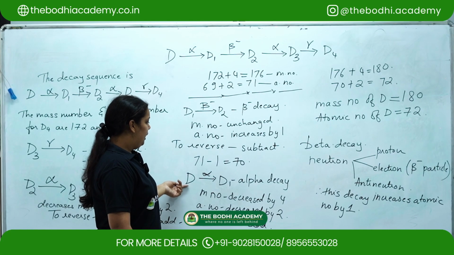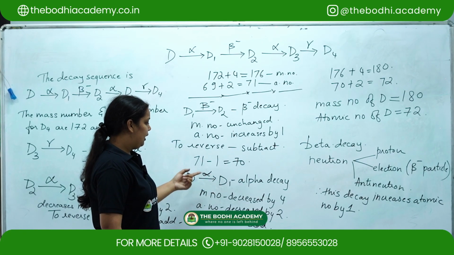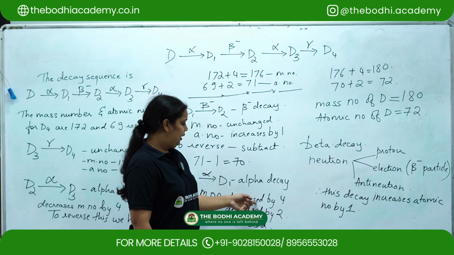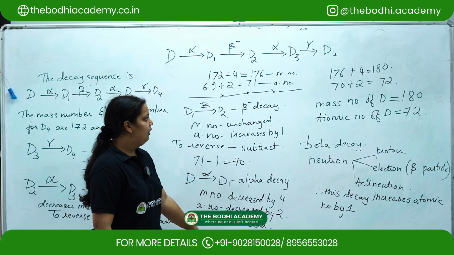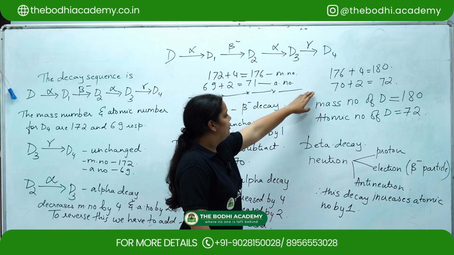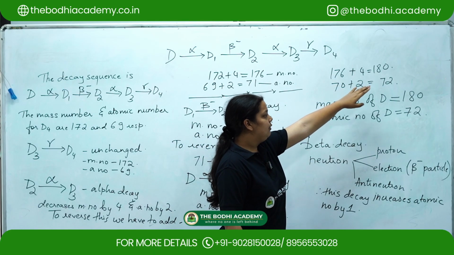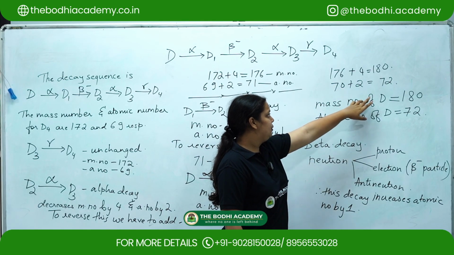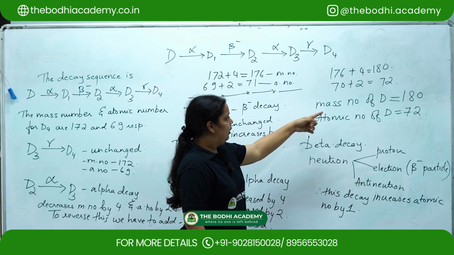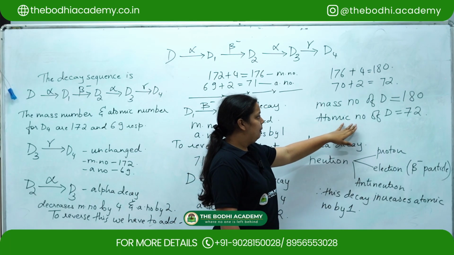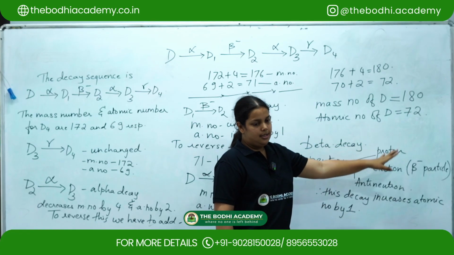Now from D to D1 is the alpha decay again. So mass number is decreased by 4 and atomic number is decreased by 2. To reverse this, we'll have to add again. So it will be 176 plus 4 equal to 180 and 70 plus 2 equal to 72. So the mass number of D is 180 and atomic number of D is 72.